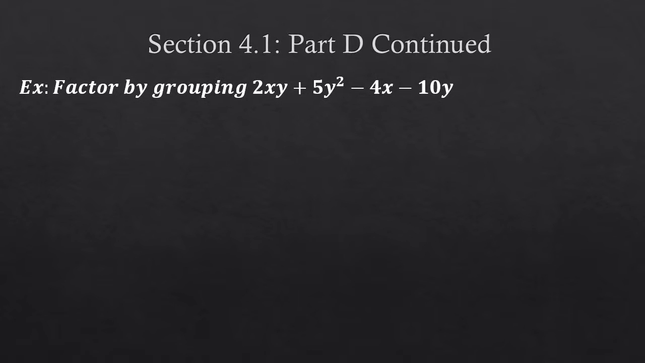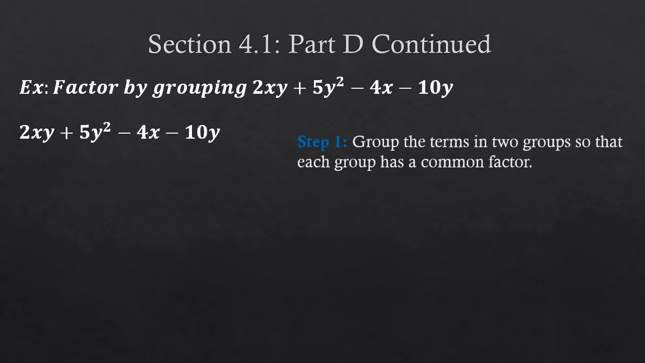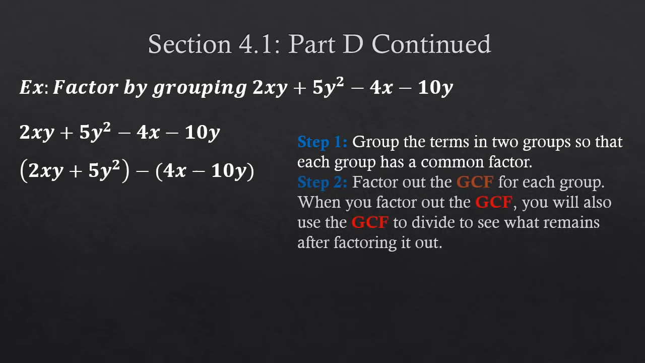Here we have another example. 4 terms: 2xy, positive 5y to the second, negative 4x, negative 10y. Step 1, group the terms in pairs of 2. The first 2 are grouped together, the last 2 are grouped together, once again with the sign in the middle being on the outside. Step 2, factor out the GCF of each section, starting with the first 2 terms.